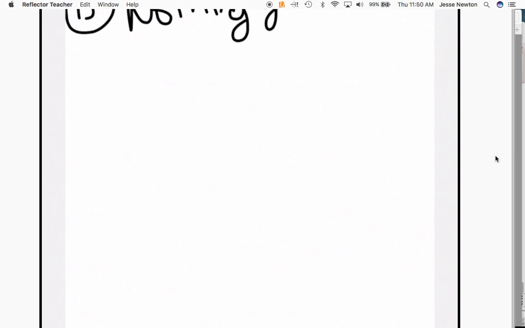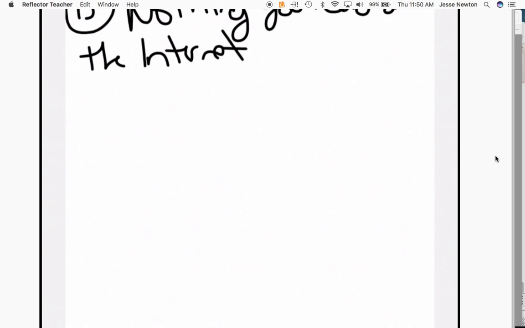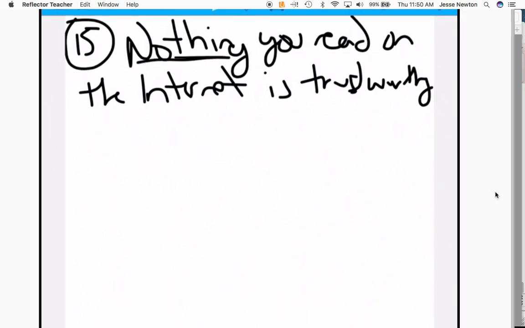Nothing you read on the internet is trustworthy. All right, well, first of all, this isn't even in standard form. Notice the quantifier is wrong. Trustworthy, that is not naming a class. Trustworthy doesn't name a class. So we're going to have to name a class of things. You read on the internet, that doesn't name a class either. So we can't really work with this sentence.